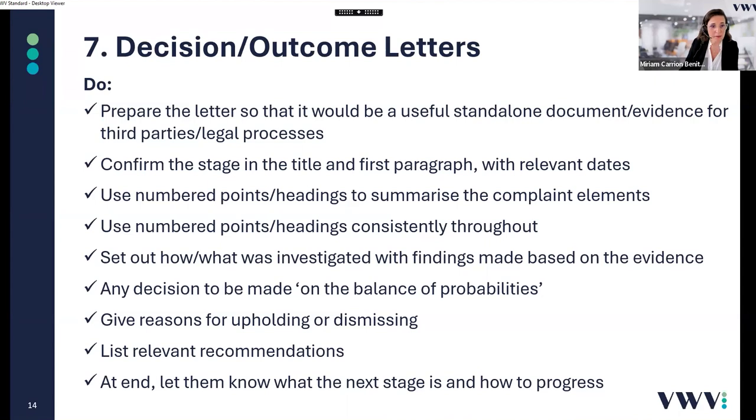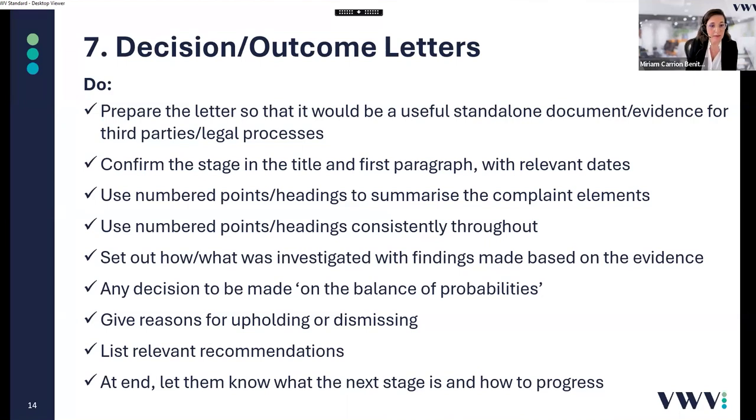Include the relevant date of the complaint. It is useful in general for parents to include numbered points and headings and use these consistently throughout. It is also useful to set out how it was investigated: who conducted the investigation, who was interviewed, and any reference to an investigation report should be included there. All the decisions made within each heading of complaint should be made on the balance of probabilities. So if you have a complaint that the school has not communicated sufficiently with parents on a particular point, you will be making a finding as to whether it was more likely than not that the school have not communicated effectively with the parent.